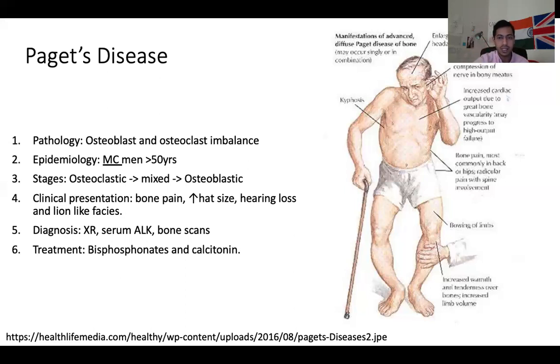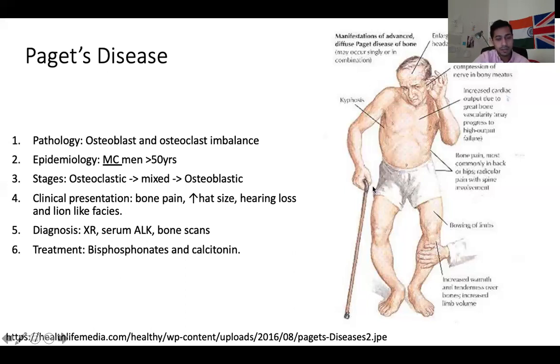And you'll see in the image here some of the manifestations of Paget's disease. Usually you'll have bone pain, very, very common. It's also very non-specific for many pathologies. You tend to have bowing of the limbs.